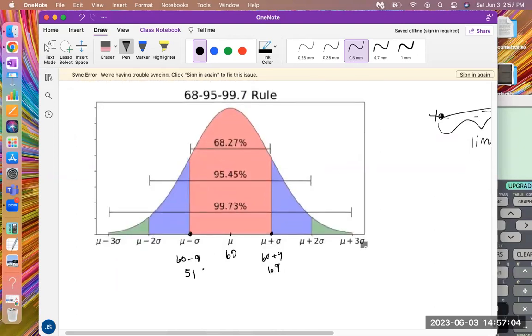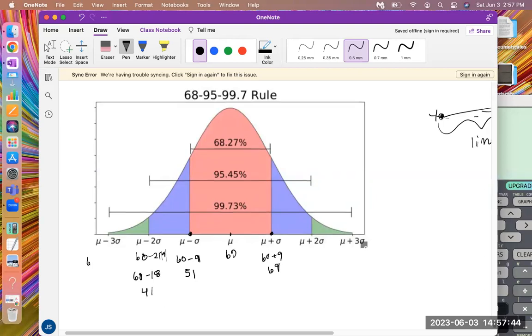So one standard deviation below was 51. If I take away another, that's what this notation means. Take away two standard deviations. If I take away two standard deviations, I'm taking away 18. So that's going to be 60 minus 2 times 9, and I do the multiplication first, then the subtraction. So it's 60 minus 18. Take away 10 would be 50. Take away another 8 would be 42.